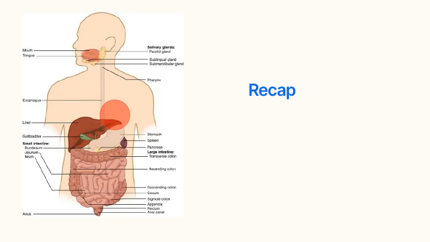Each part of the digestive system plays a vital role in breaking down food and absorbing nutrients. From mechanical digestion in the mouth to chemical digestion in the stomach, and absorption in the small intestine. Understanding how these organs work together is essential for maintaining good health. Remember, a healthy digestive system is key to optimal nutrition and overall wellness.